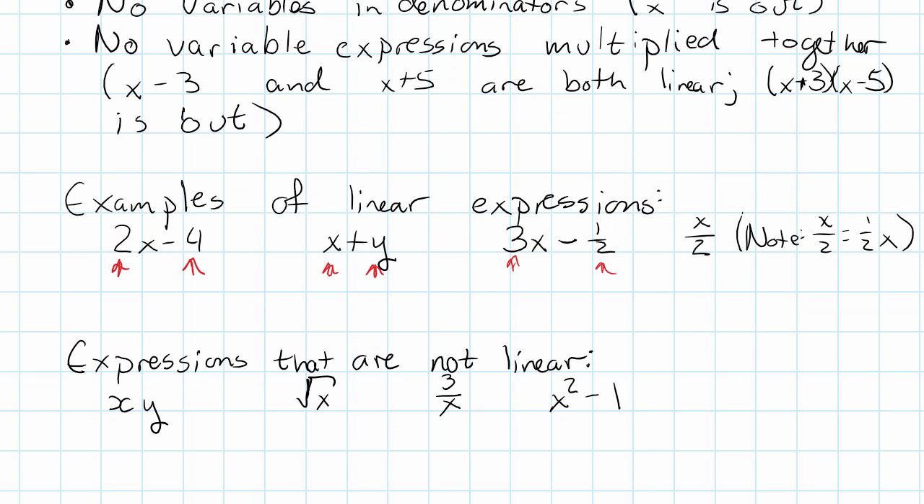Some examples of expressions that are not linear: xy, that's two variables multiplied together. The square root of x, remember we said we can't have square roots of variables. 3 over x, we said we can't have variables in the denominator. And x squared minus 1. That's really the variables multiplied together in disguise. It's just they're both x. So again, we have a power of x that is not 1.